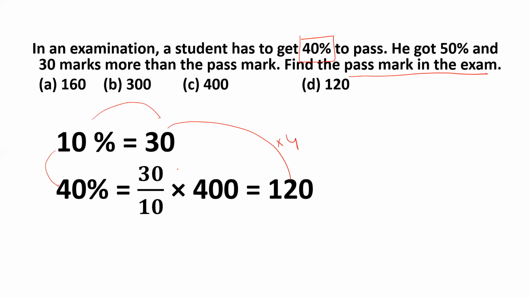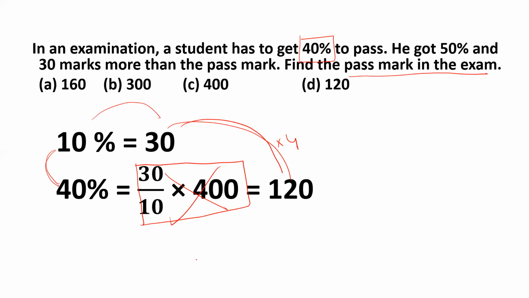Direct you can get. Those students who are having difficulties in understanding the concept, they can go by the general method, 30 upon 10 into 40. This is not required. This is so easy a question. 4 times of 30 is equal to 120.